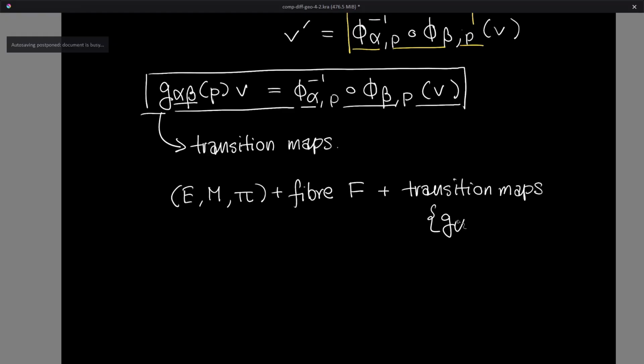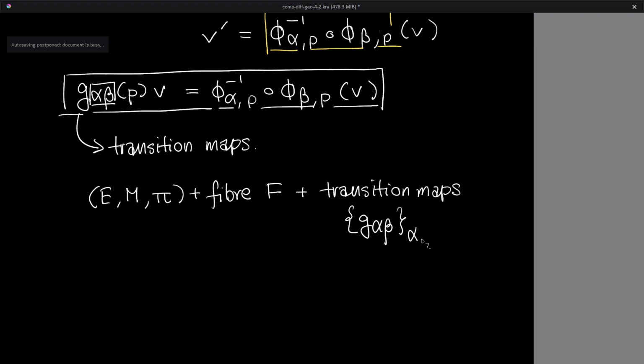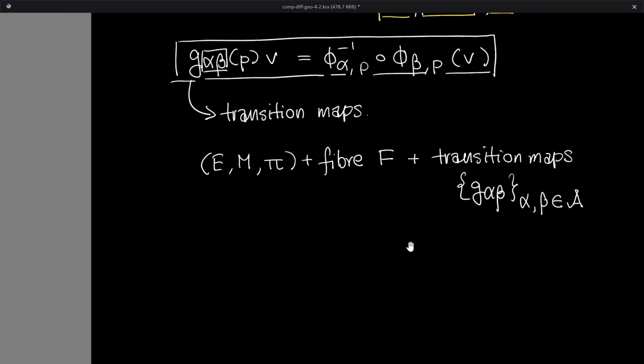G alpha beta. And because we showed this, we just took two arbitrary indices, right? We took an arbitrary index alpha and we took an arbitrary index beta. So we've proven that this exists for any pair alpha beta from this index set. So there we go. This means that there exists a vector bundle on M.